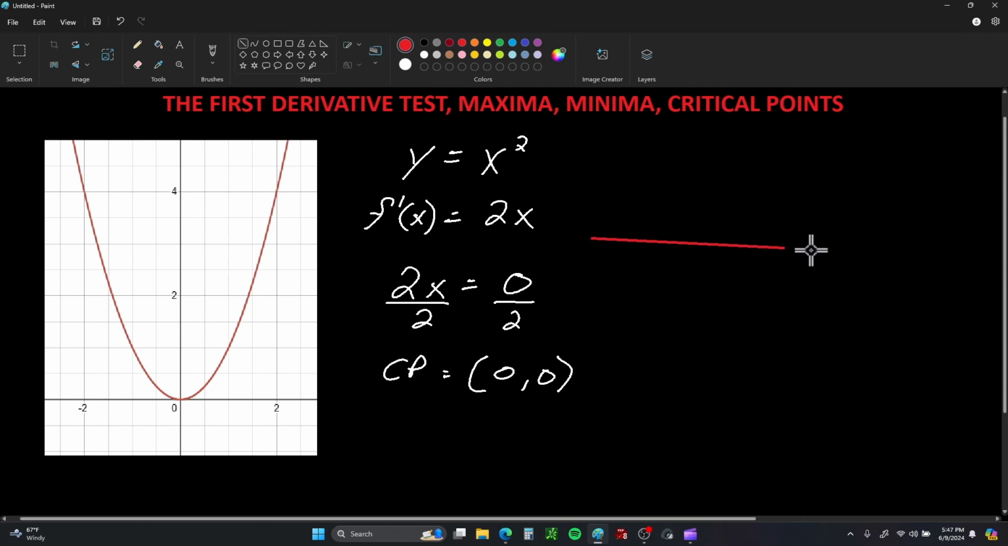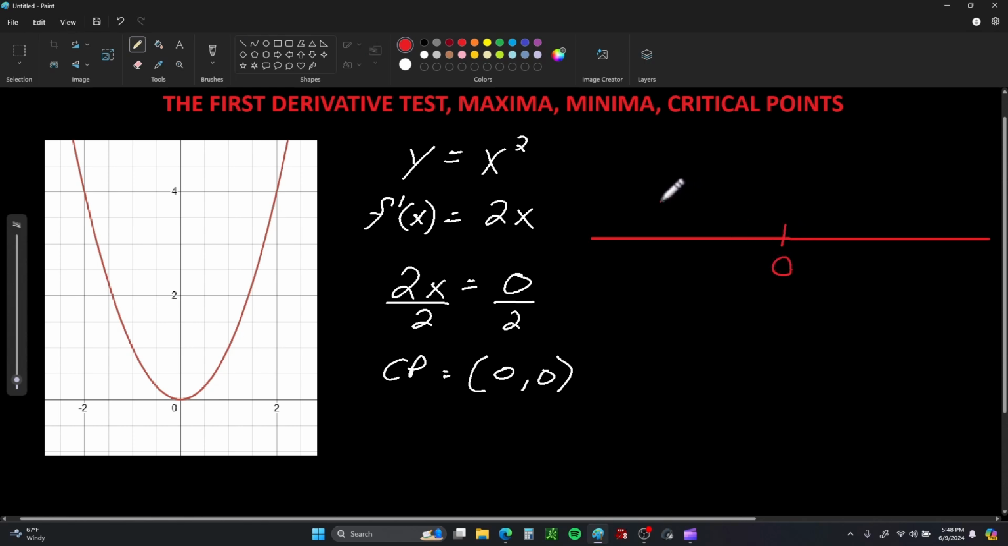Now let's say that I have a number line here. On that number line, 0 is where my critical point is. We had a negative slope over here, and we had a positive slope over here. And this line is going to go to positive and negative infinity. In order to test this, if we didn't have the graph, you would be able to input a value, pick something really close to 0, preferably a whole number.